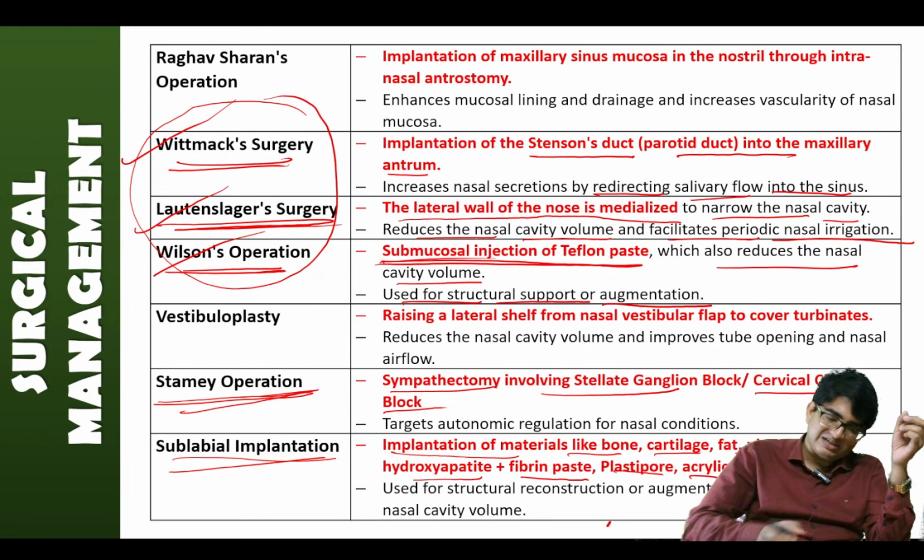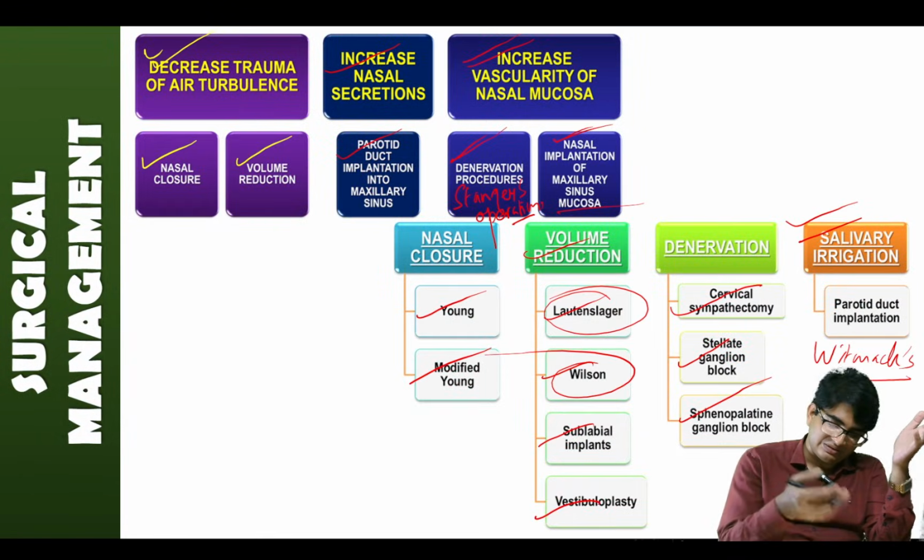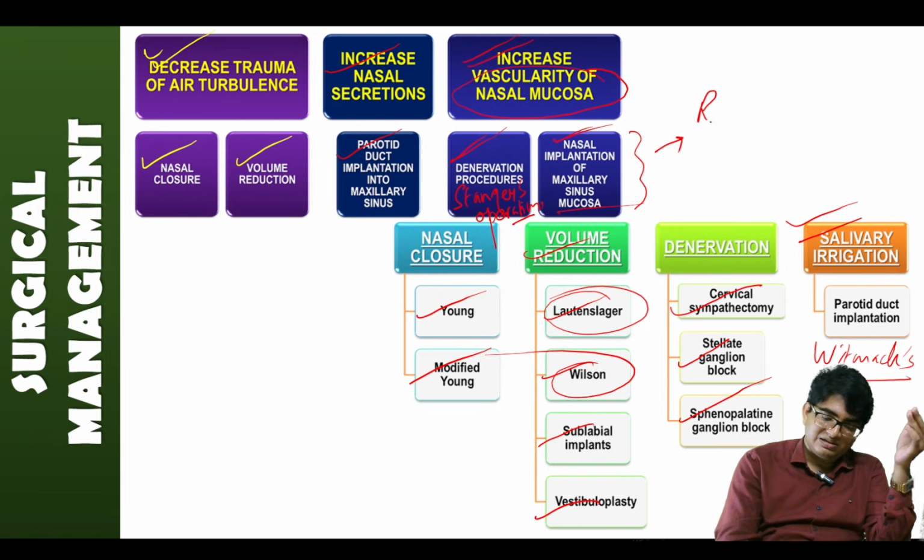Raghav Sharan's operation has not been asked any time, but just for completion, this operation involves implantation of maxillary sinus mucosa in the nostril through intranasal antrostomy, which I mentioned under increasing the vascularity of nasal mucosa, nasal implantation of maxillary sinus mucosa. This is known as Raghav Sharan's operation.